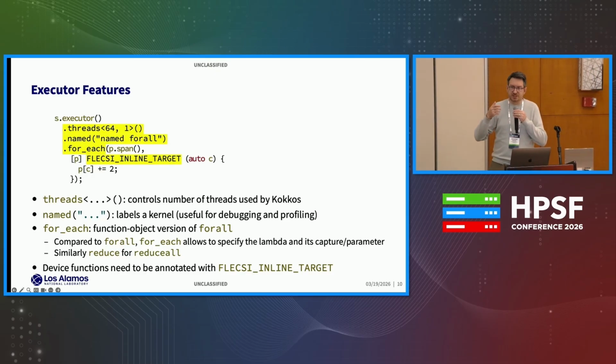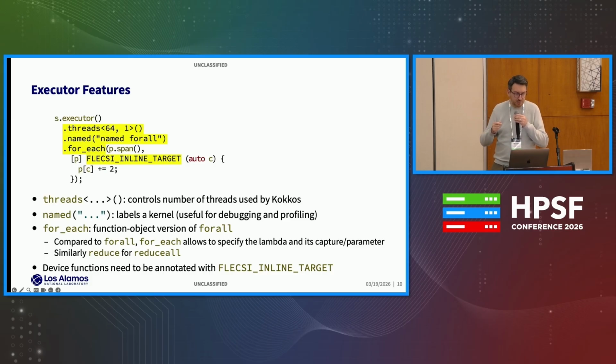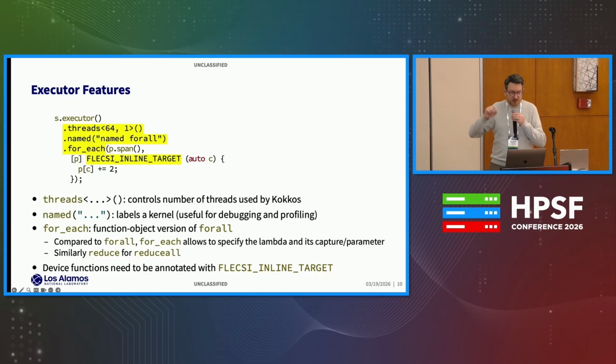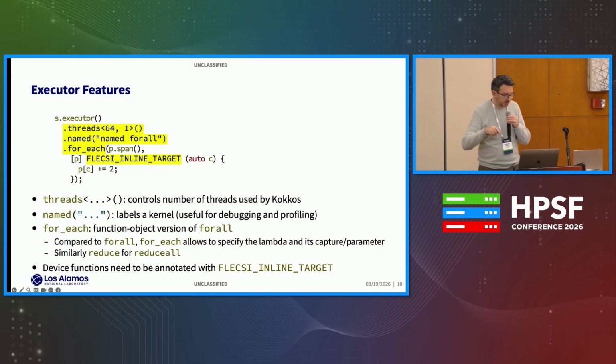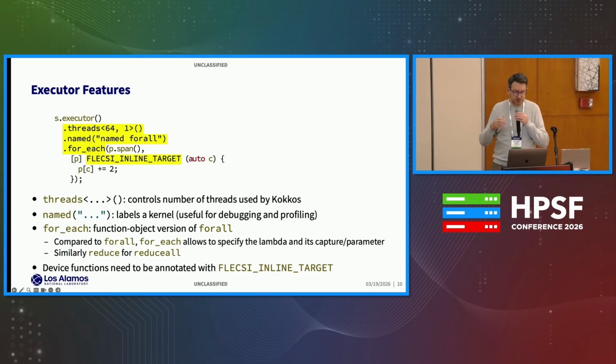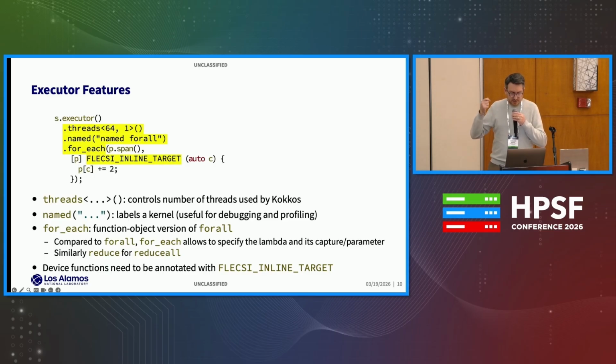Now, calls can be chained. You can manipulate an executor to make it more specific. Here's how you change the launch bounds, or we call it threads, so the threads and the blocks. And you can give a kernel a name, which is useful for profiling. And also here you can see the for each implementation, which is the member function implementation that gives you more control over the lambda capture itself.